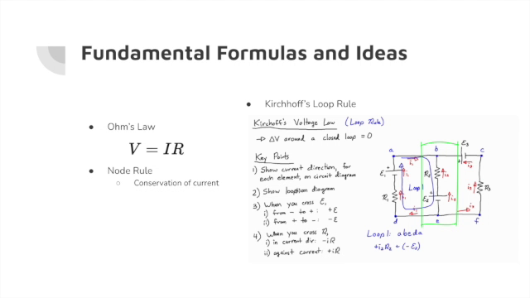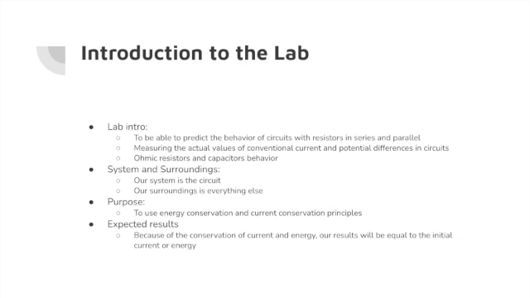So the key ideas and principles that I used in the lab, to start we have Ohm's law where voltage equals current times resistance. Next we have the node rule where the sum of current entering a node equals the sum of current leaving. This is the conservation of current. And finally we have the loop rule where the sum of all the electric potential differences around the loop is zero. So in this lab we'll be able to predict the behaviors of circuits with resistors in series and parallel.